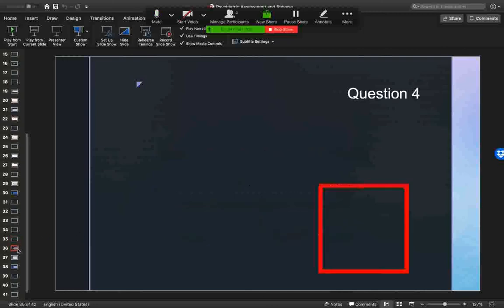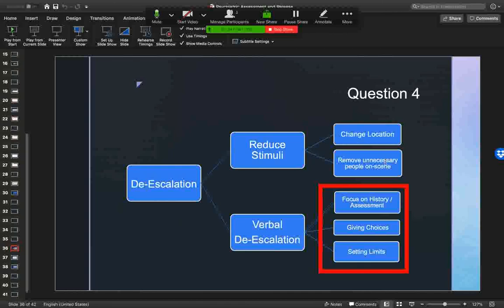Okay. Question 4. What were the 3 techniques that were discussed regarding verbal de-escalation? Again, focus on history and assessment, giving choices, setting limits. Those are the 3 things. This is really important, guys, that you really understand verbal de-escalation and understand that it's an escalation thing. We start with focusing on the history, we start giving some choices, and then we set our limits.